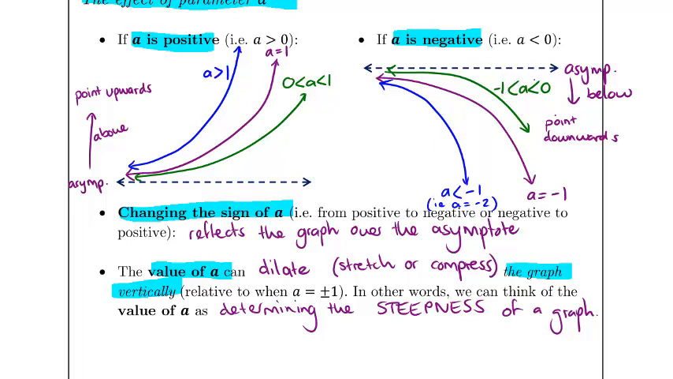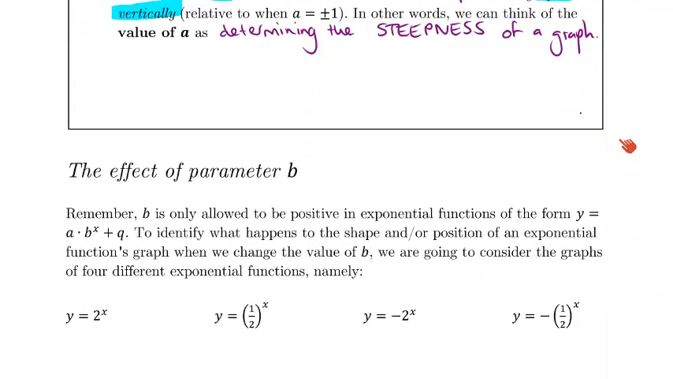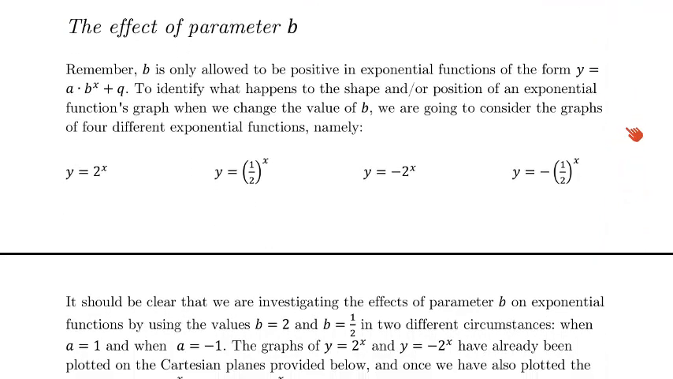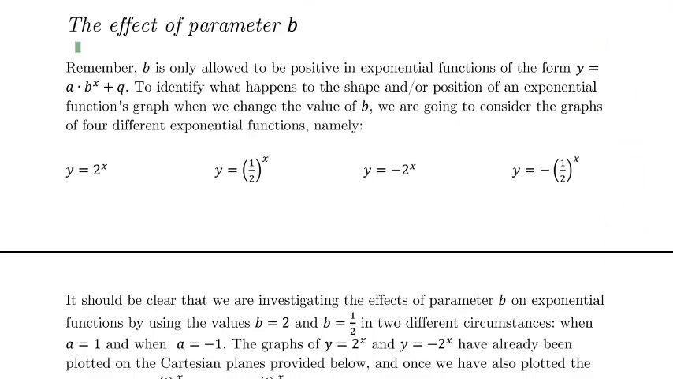And there we go, guys. How chilled is that? That's all the things that A can do. That's one parameter down, 2 more to go. Here we are going to look at the effect of parameter B. Now remember, guys, B is only allowed to be positive in exponential functions of the form y equals a times b to the x plus q.